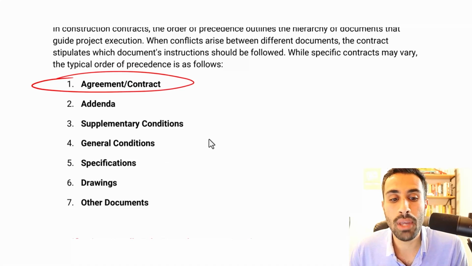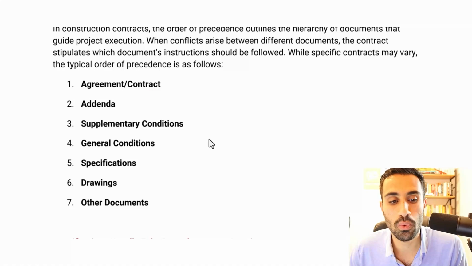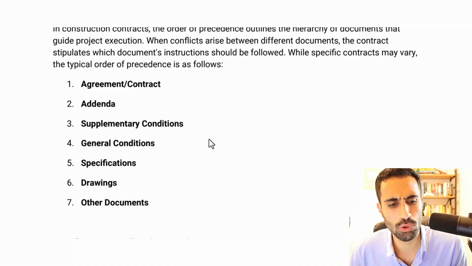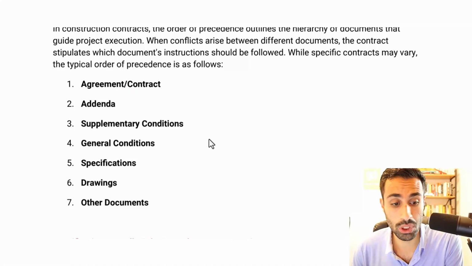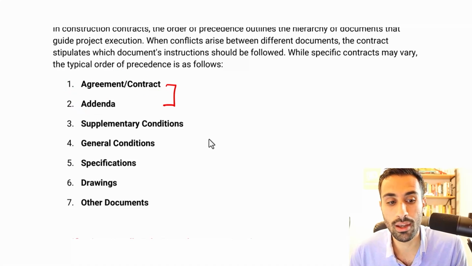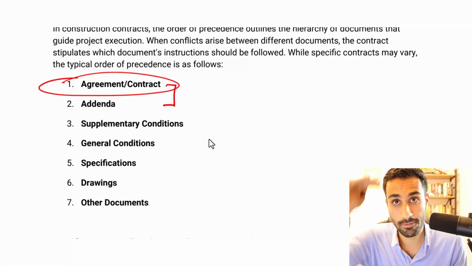So the agreement and the contract is number one. Meaning, let's say you have an issue and the contractor and the owner are like, okay, in the addenda, you said we should do this, but now in the agreement, you said we should do this. In the agreement and the contract, we said we should do this. We agreed. What's going to control if there is a conflict between the addenda and the agreement? It's going to be the agreement, the very top one.